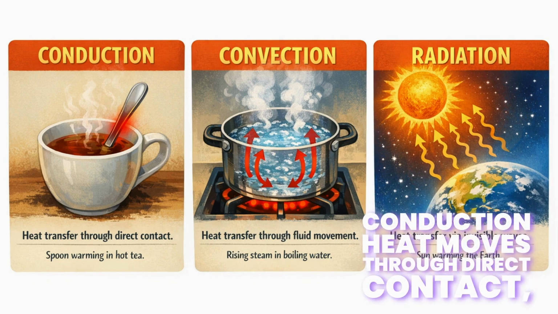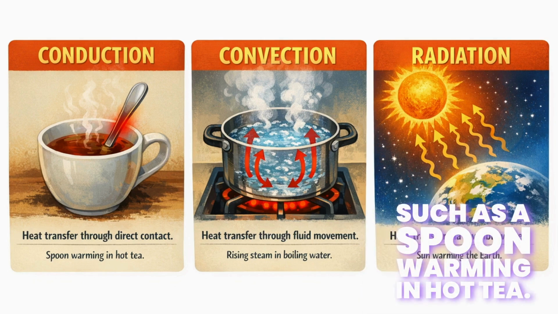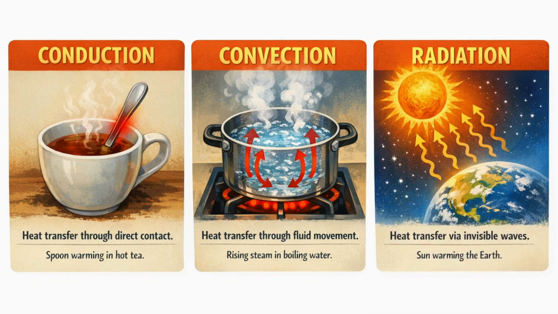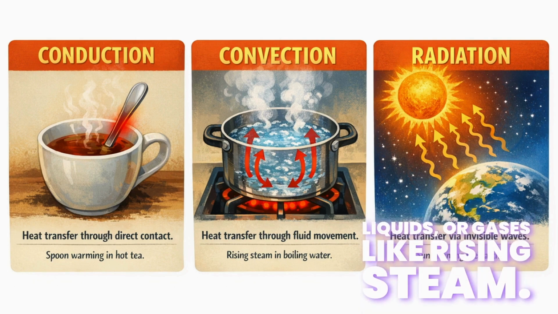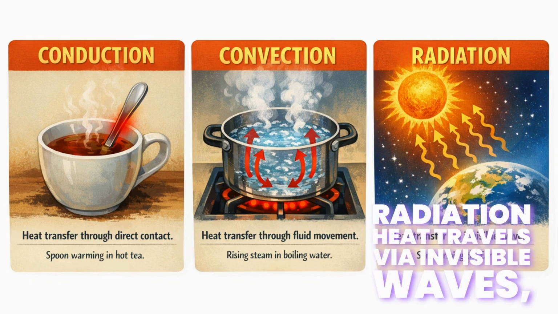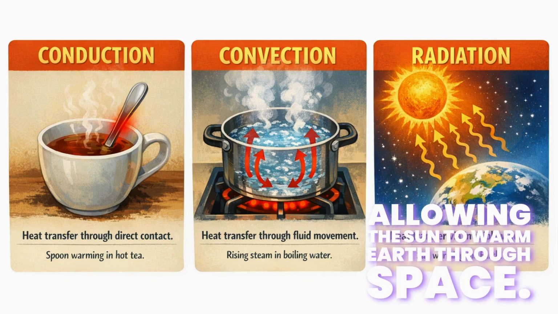Conduction. Heat moves through direct contact, such as a spoon warming in hot tea. Convection. Energy circulates through moving fluids, liquids or gases, like rising steam. Radiation. Heat travels via invisible waves, allowing the sun to warm Earth through space.